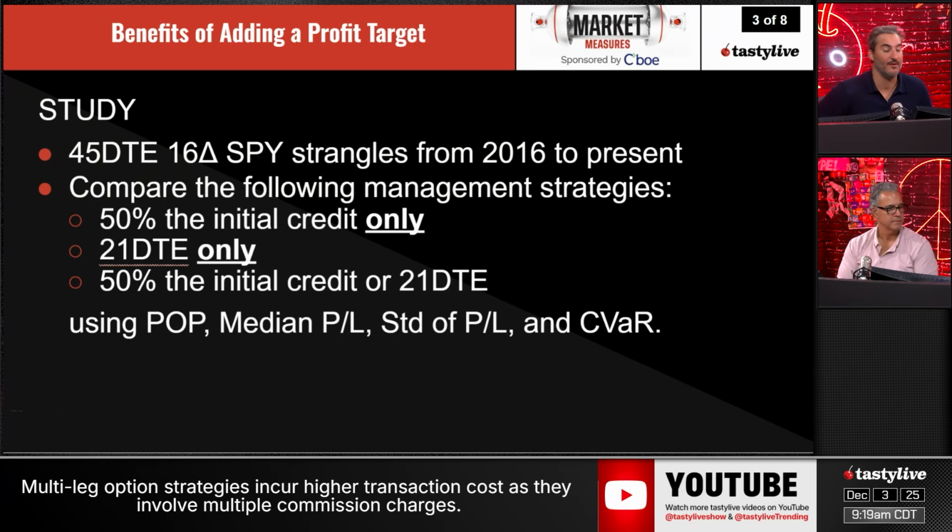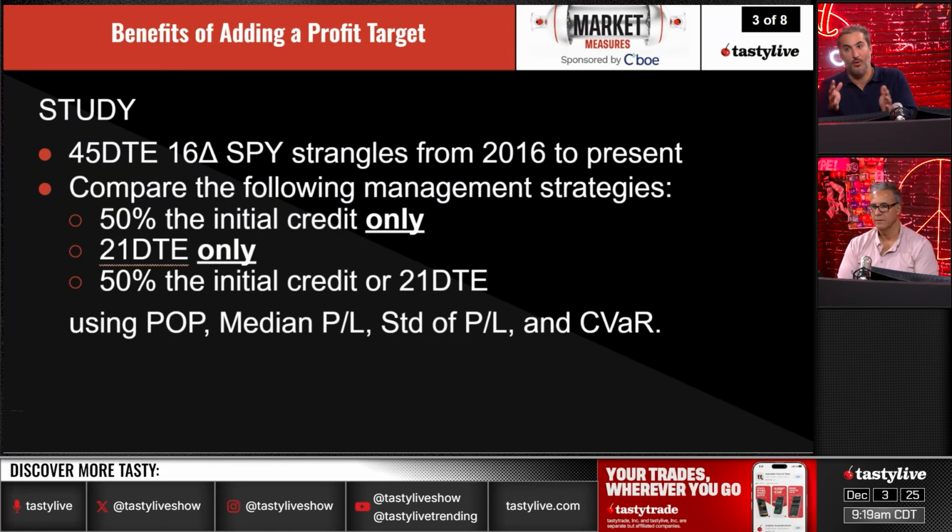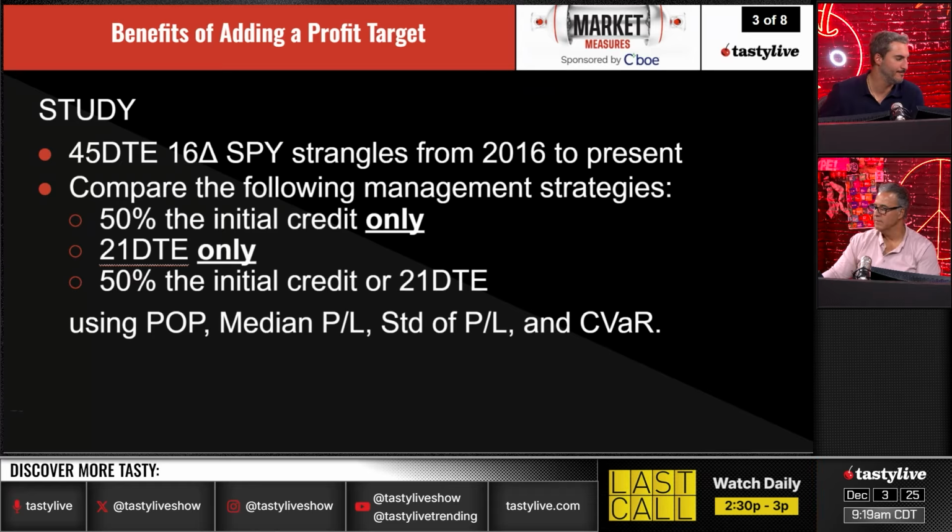50% of the initial credit only. So we are sitting at 50%. 21 days only. So we're managing at these 2 very specific spots, 50% of the initial credit or the 21 days. We're looking at each individually and together. Getting a little granular here. Yes, and very specific. These are exact spots here. We're going to be looking at POP, median P&L, standard deviation of P&L, and of course your CVaR, which is your 2 standard deviation risk here. Very good. Let's see what happens here.